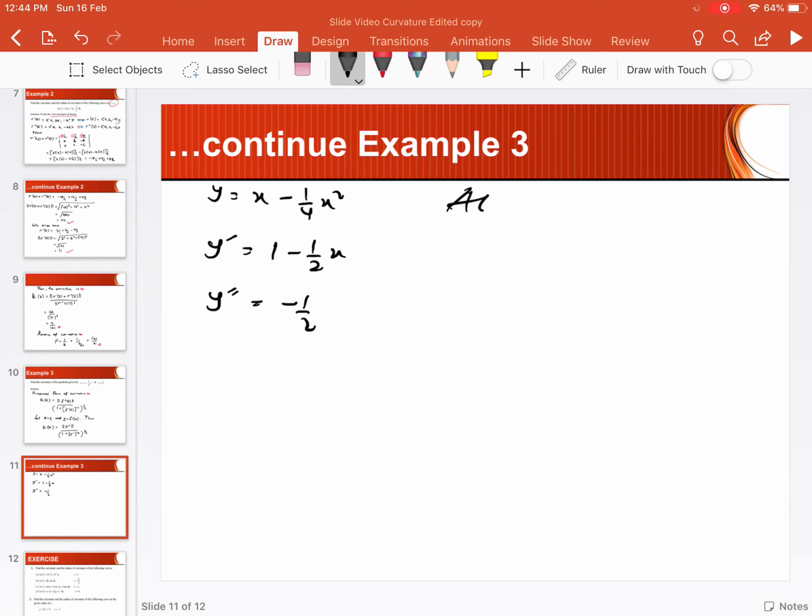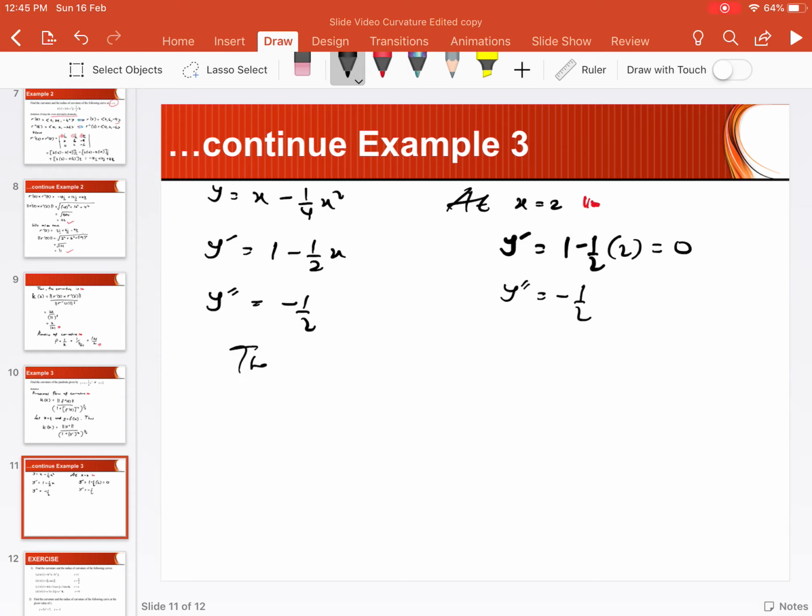So at x equals 2, we have y prime equals 1 minus 1 over 2 times 2, so we get 0. And then y double prime equals negative 1 over 2.